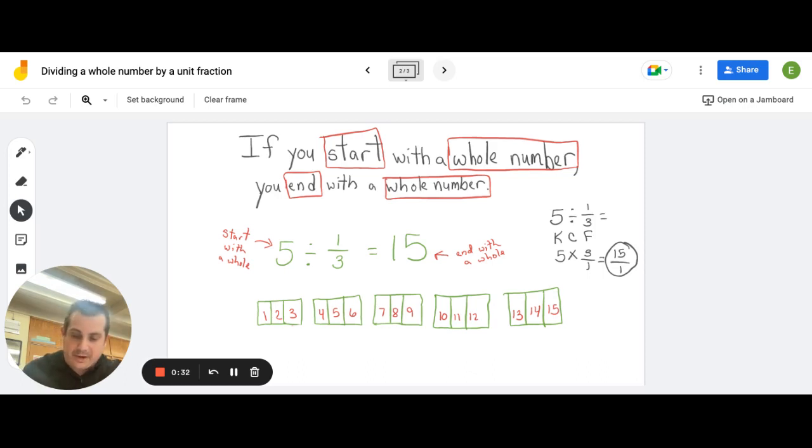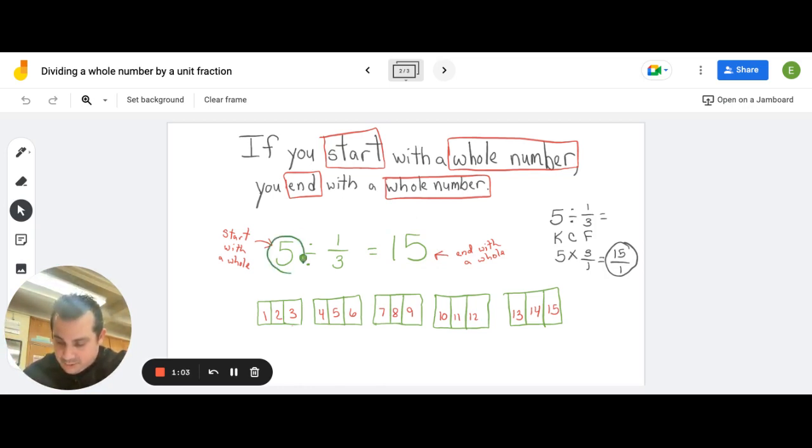So I want to start by looking at this saying up on top that I marked up. If you start with a whole number, you end with a whole number when you're dividing. So right here, if I'm starting with a whole number, 5, my answer is going to be a whole number. So 5 divided by 1/3, spoiler, is 15, but your answer is expressed as a whole number. Now we will see why.